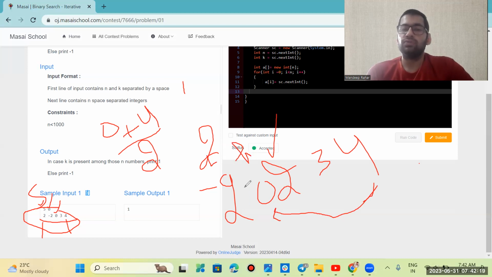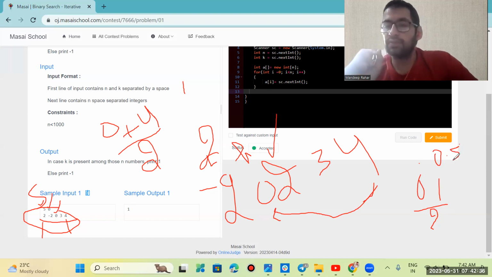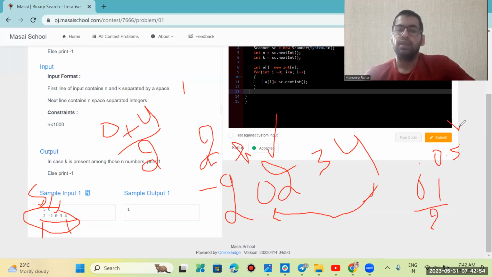If I add both, 0 plus 1, and divide by 2, it becomes 0.5. If it becomes 0.5, then as an integer it takes 1. In Java, an integer doesn't take decimal values. So if it is 0.1 or 0.23, then it takes 1. If it is 1.1, then it will take 2.